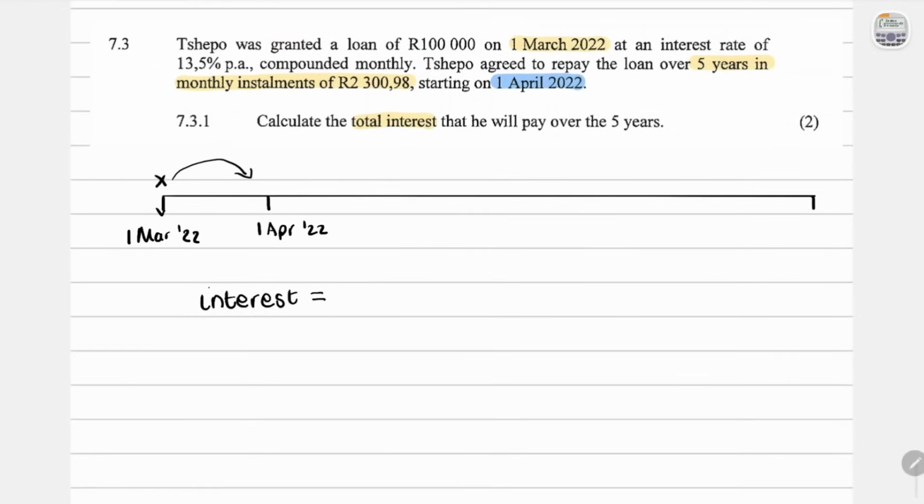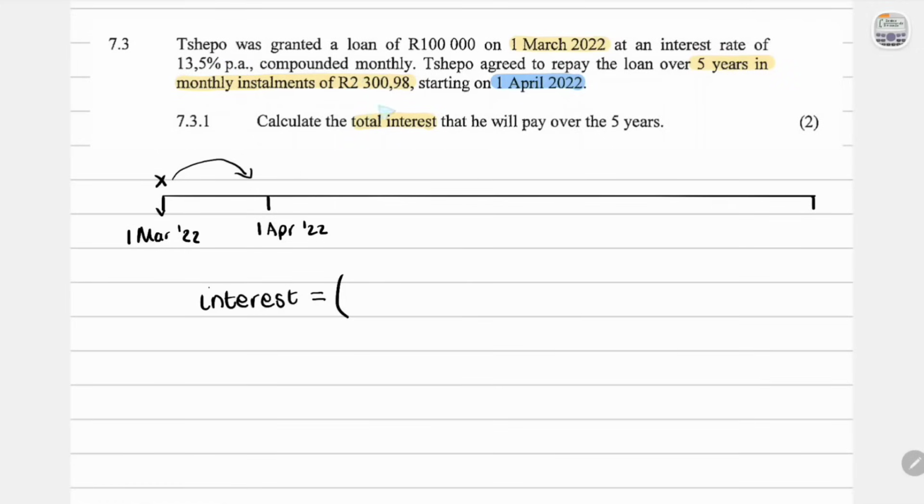So when we're looking at the interest, how much did the bank give him? The bank gave him 100,000 rand. Now, how much did he give the bank back? And you can actually just compare which one would be bigger. If they gave him a loan of 100,000 rand, would he pay back more or less? He will obviously pay back more because of interest. So we know that we need to find out how much Tsepo pays back and then subtract that by how much he borrowed, which is 100,000 rand.